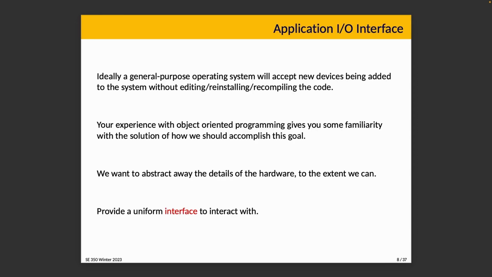So ideally, a general purpose operating system has the ability to accept new devices being added without needing to edit, reinstall, recompile the code, right? And this wasn't always the case, and it used to be you needed a new compiled version of the operating system anytime you wanted to support some new devices, but yeah, we're past that now, so that's good. And your experience with object-oriented programming or something to that effect gives some familiarity with the solution of how we should accomplish the goal, which is we want to abstract away the details of the hardware and have a uniform interface for interacting with any hardware, whatever it is.